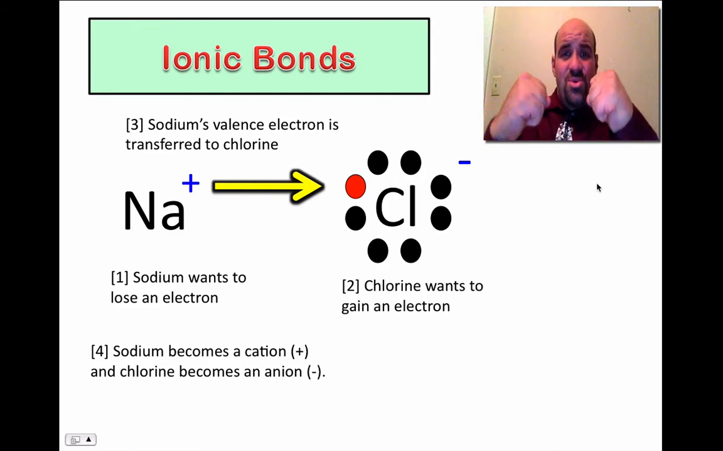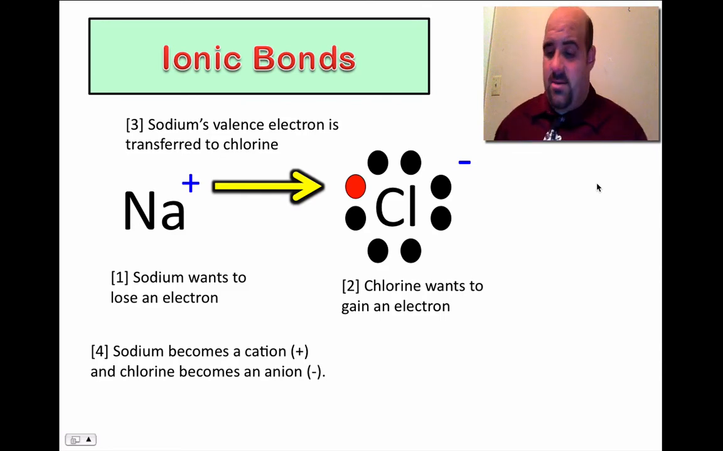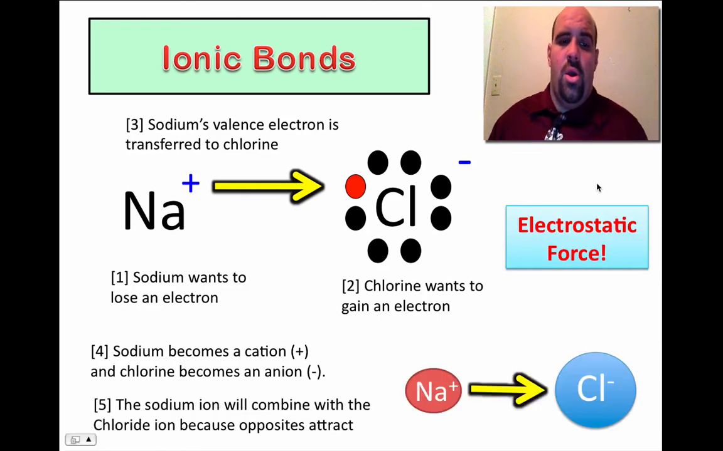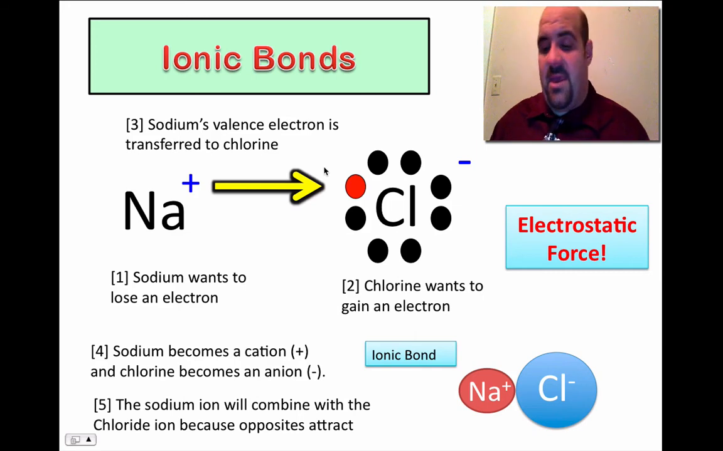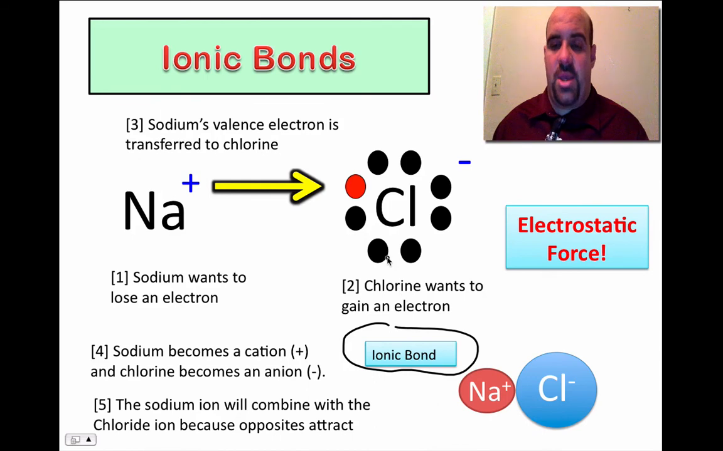What do opposite charges do? They attract. Yes. So what happens is the sodium ion, the positively charged sodium atom, after it loses its electron, is going to combine with the chloride ion. Because opposites attract. Chlorine gained an electron, it's negative. Sodium is positive. Due to the electrostatic force, Coulomb's law again, these two atoms are going to come together, and that is known as an ionic bond, electrostatic attraction.